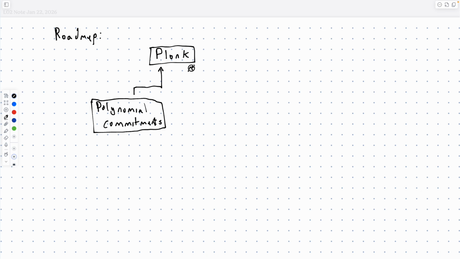The other component is we're going to have this back and forth. I'm going to have a circuit. You're going to ask me questions about it, and I'm going to answer them. At the end, you're going to be convinced of whatever it is I'm trying to prove, that I know these inputs to the circuit or the output is correct. That back and forth we call an interactive oracle protocol.